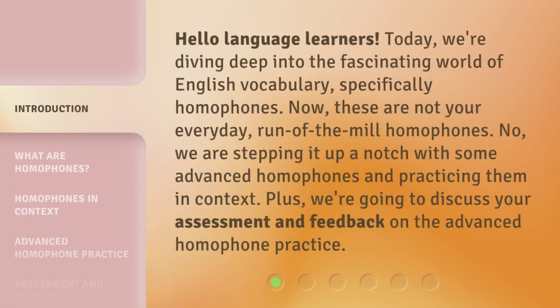Hello language learners. Today, we're diving deep into the fascinating world of English vocabulary, specifically homophones. Now, these are not your everyday, run-of-the-mill homophones. No, we are stepping it up a notch with some advanced homophones and practicing them in context. Plus, we're going to discuss your assessment and feedback on the advanced homophone practice.